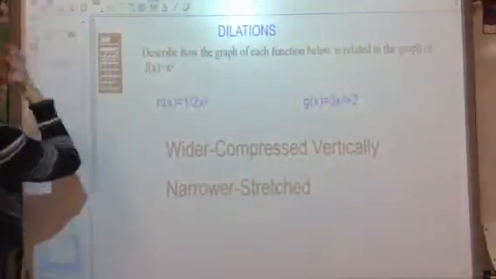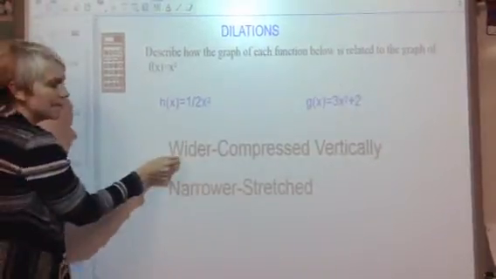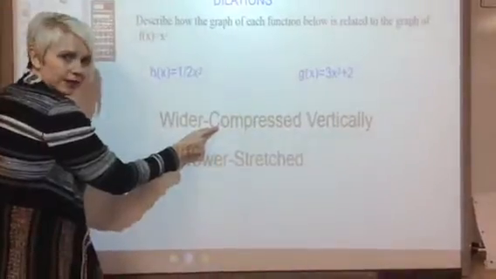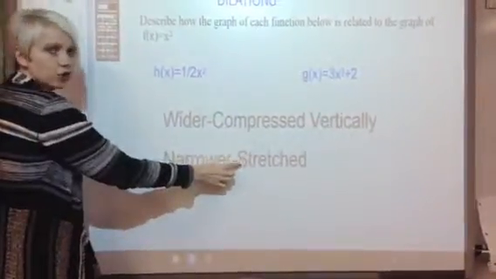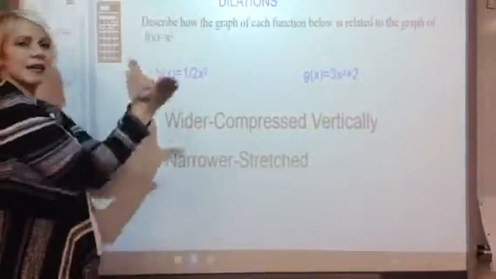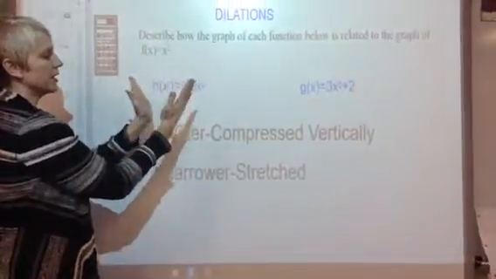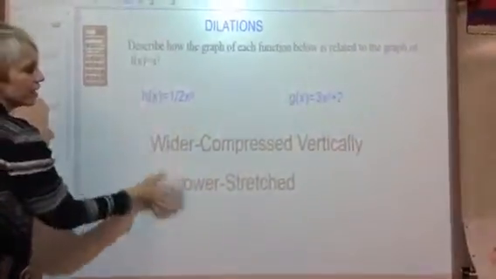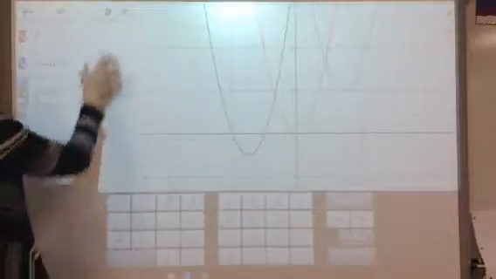What we're going to look at next is a dilation. Now here's the language we're going to use. If the graph is wider, we're going to say it's compressed vertically. If the graph is narrower, we're going to say it is stretched. You can think of that, if I'm stretching something, it's going to make it narrower because I'm stretching it out. The compressed vertically is going to become more open. So when we graph these, we can use that same language when we talk about what's happening to the graphs.